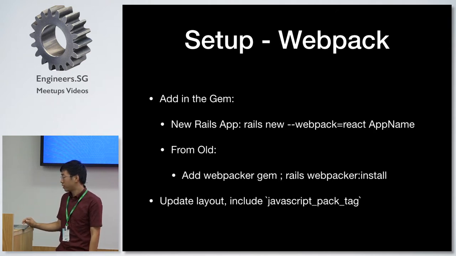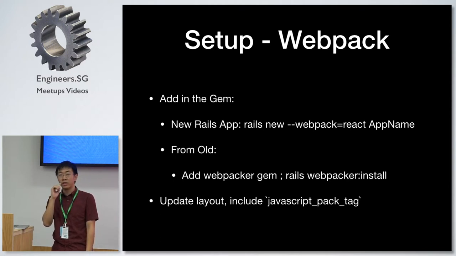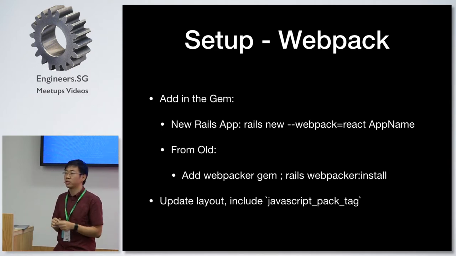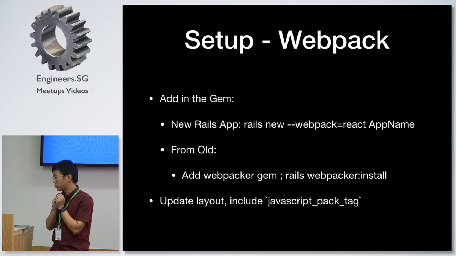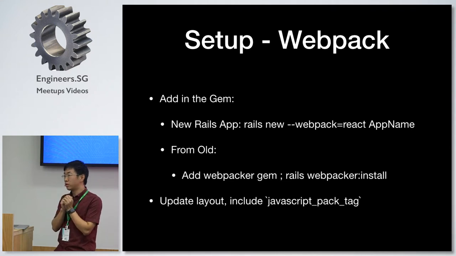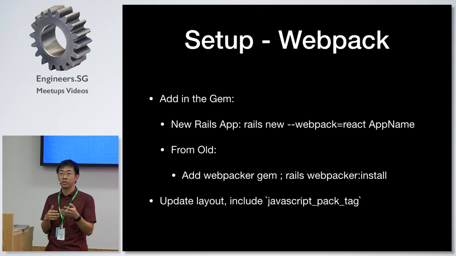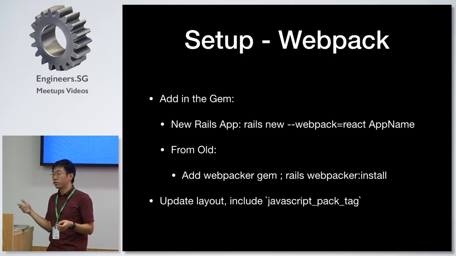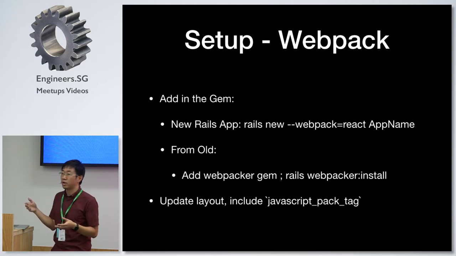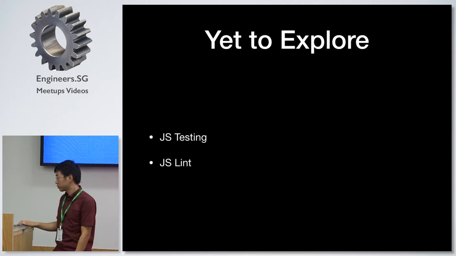And then if you have an existing app, I think Webpacker supports at least Rails 4 something. You can check on the Webpacker website for the support. And then you can just add the gem and do a webpacker install, and it will set things up automatically for you. It's quite easy. The other thing you need to do is update your layout to include the JavaScript tag. Basically, what this does is automatically include the things compiled by Webpack.